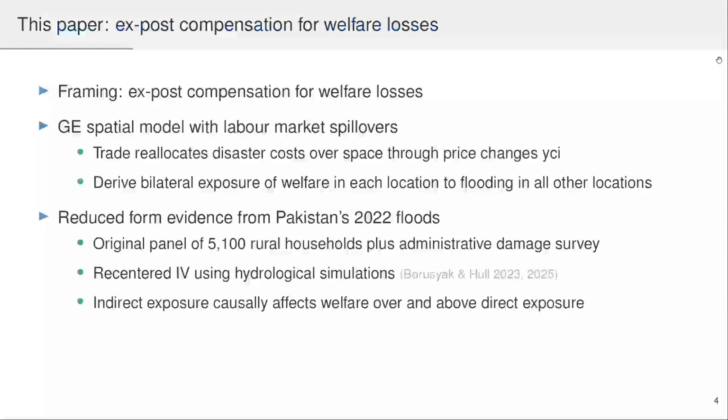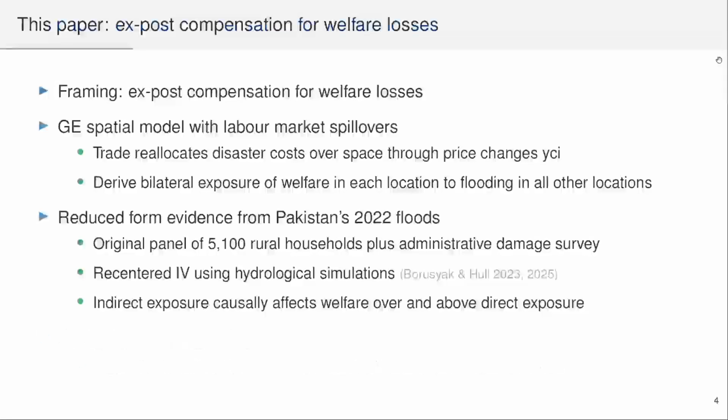We're going to show you that using this, we find two main things. We find that direct flood exposure, being literally flooded, predicts and causes physical damage, which you would like to see, but it doesn't affect consumption, labor, your assets, or your probability of selling assets 1 year after the floods.